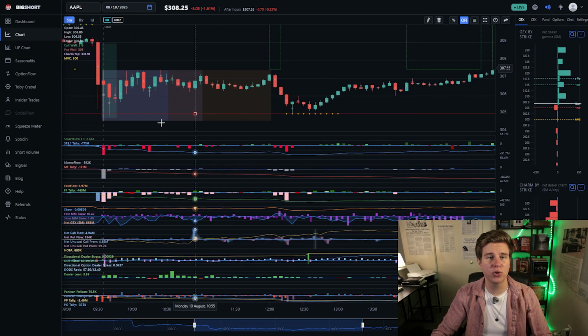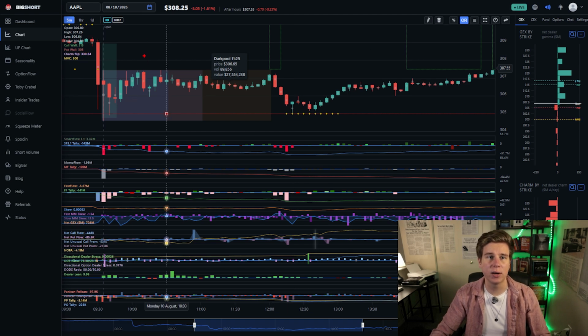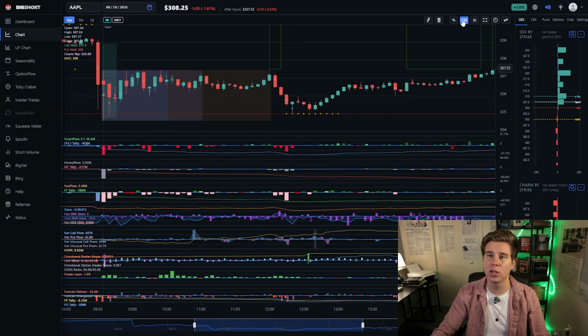So for Tae Crabel, basically the way he trades it is you see this green box right here. If you don't have that enabled, click on opening range, right click, and then enable the Tae Crabel range. And the way he trades it is very simple. If it breaks the bottom of the range, he goes short. If it breaks the top of the range, he goes long.